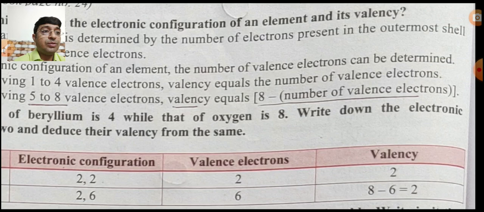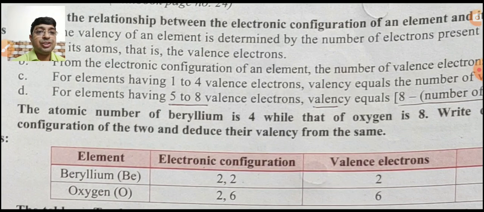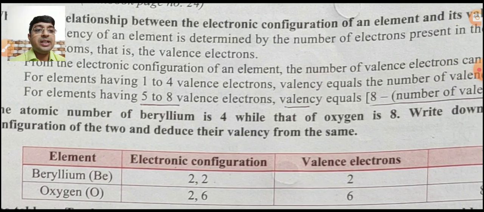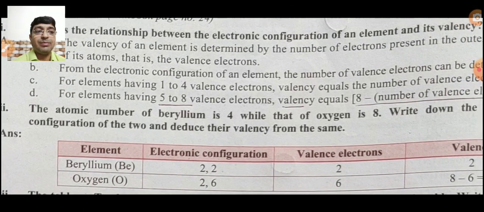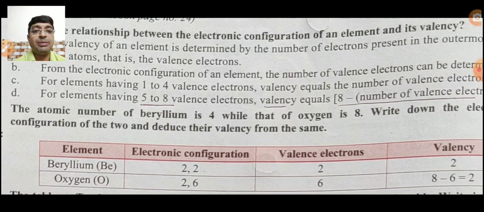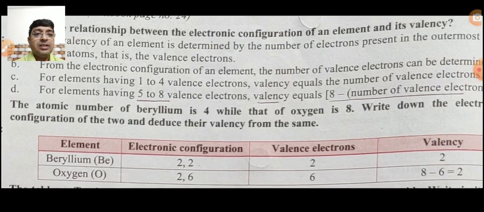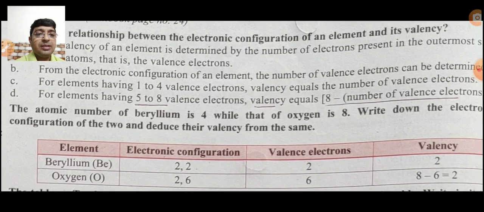Write down the electronic configuration of these two and deduce their valency from the same by using the above formula. Now check in the table. Element beryllium, electronic configuration is 2, 2. Valence electron is 2, that is the outermost shell. That's why valency is 2 as per the above formula.